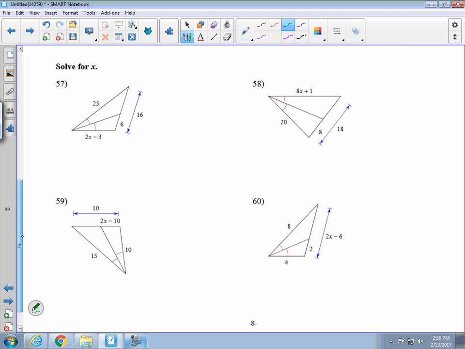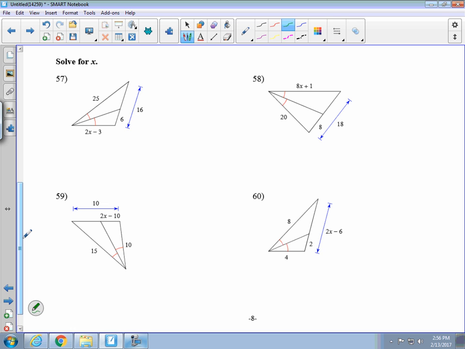The last few are ones that look like this. As you've done before, just take and get your piece that you need. If this whole thing is 16, that means that part's got to be 10, and so on, and set up a proportion and solve. I hope this video has been a help to you.